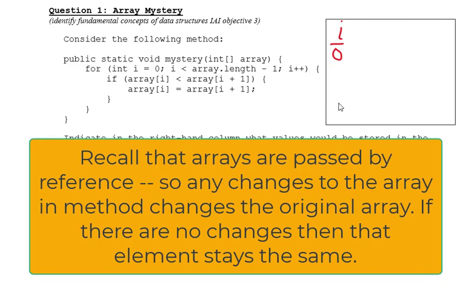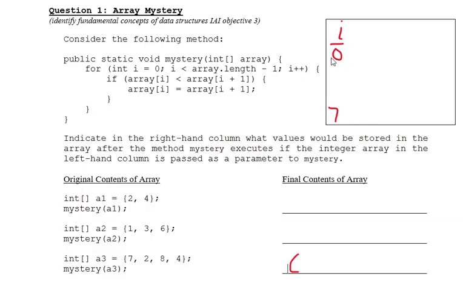I'll write these elements down here. So the first element so far will stay at 7. We loop back up and I will become 1. And it's still less than the array length. So I'm going to write that down. The length is 1, 2, 3, 4. So it's still less than the array length minus 1.